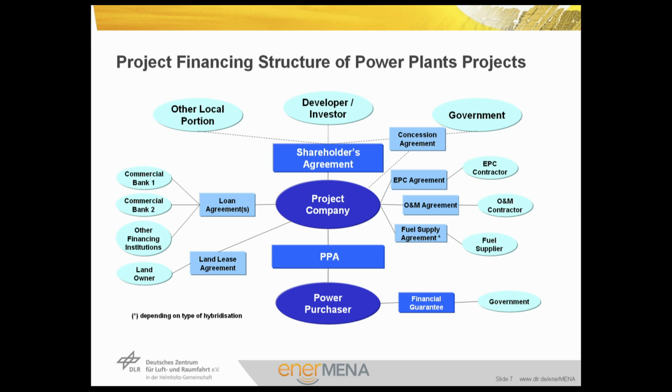Now, how does the IPP model look like? The model has in its center not anymore the utility, but the so-called project company. The project company is owned by some shareholders. Of course, the government with a share of between 40 to 60%, and the developer, which in the project tendering phase is called the bidder, then later the successful bidder, and will be part of the project company entity.